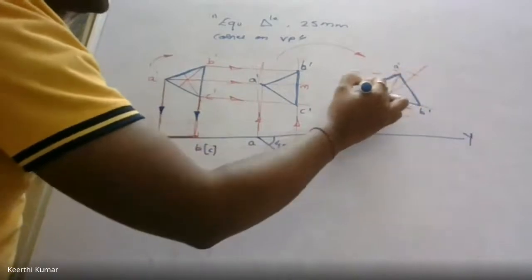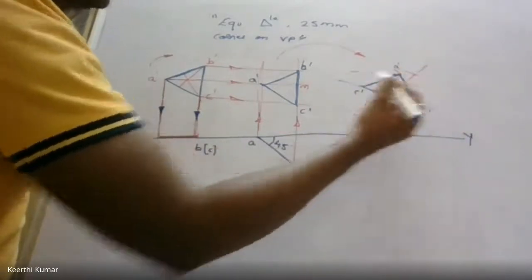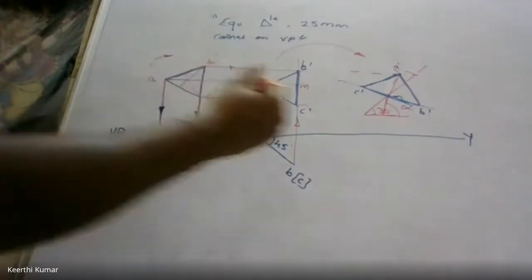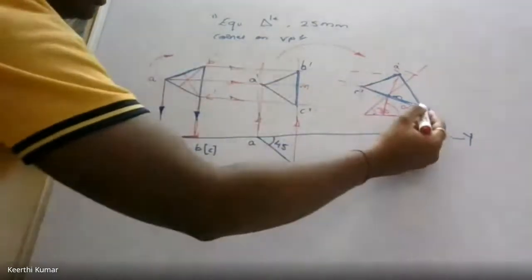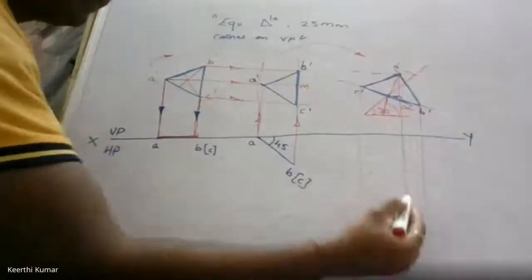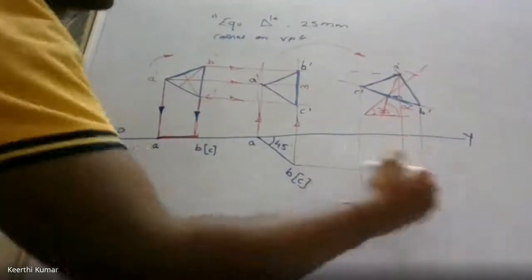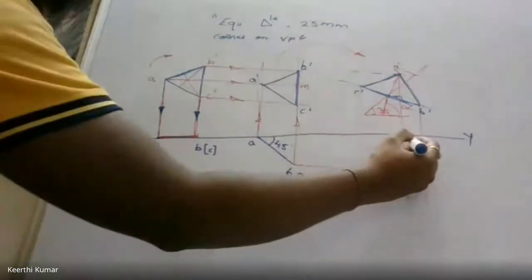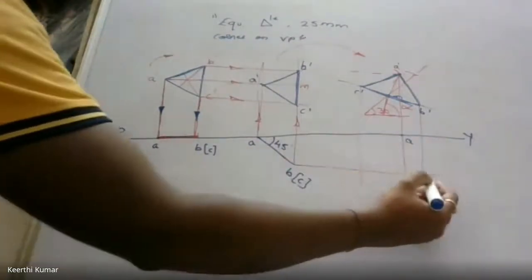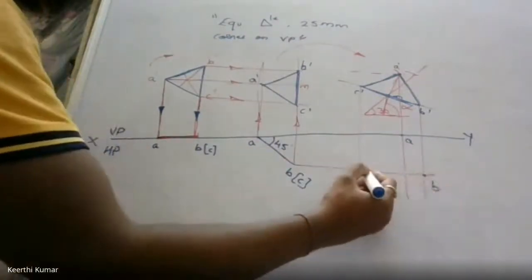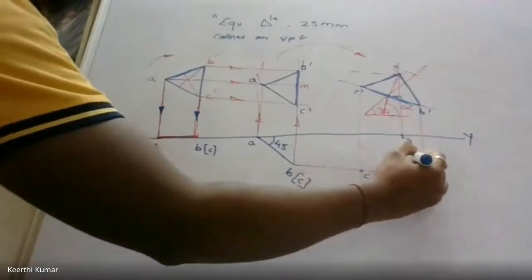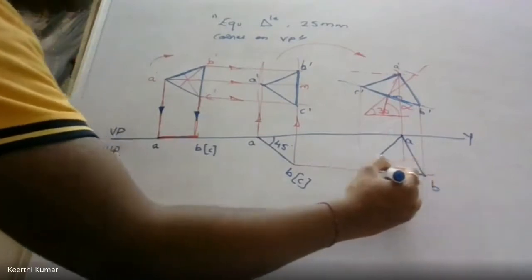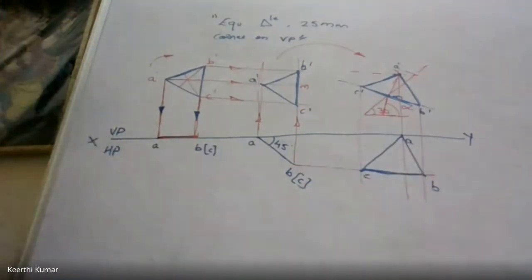So this completes the front view of third position. Once you've done that, take the vertical projection from all the points C, B, E. Finish up here A, B, C, E. So this is A, and this will be B, and this will be C. Join this A to B, B to C, C to E. So this completes the final position.